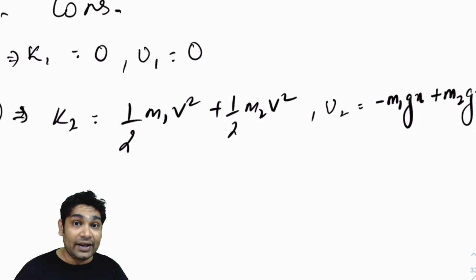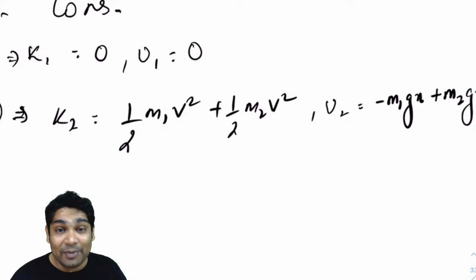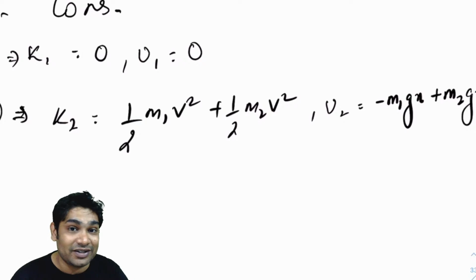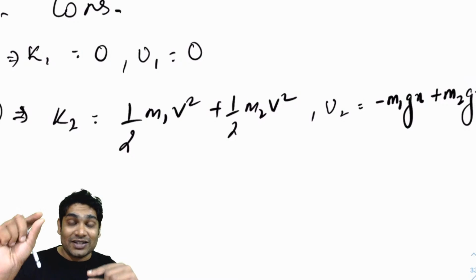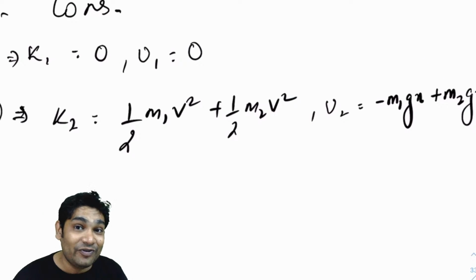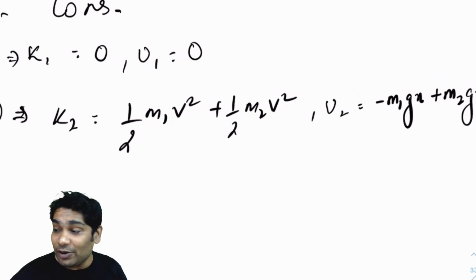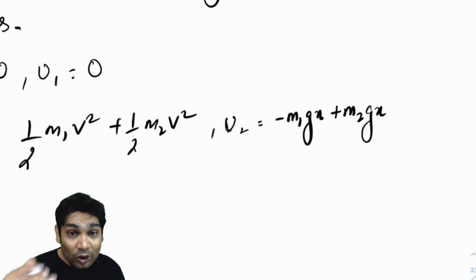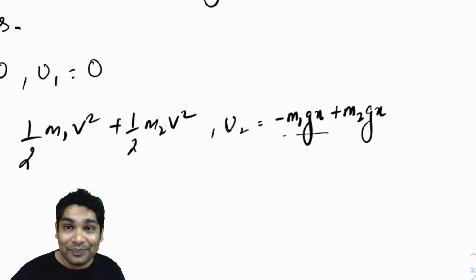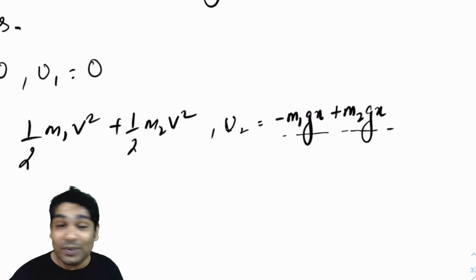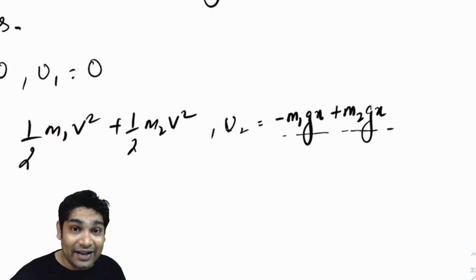My both initial kinetic energy and initial potential energy will be 0. Why? Because both the masses were at rest and both the masses were on the 0 reference level of my potential energy. In situation 2, I realized both the masses are moving with v, so the final kinetic energy would be half m1 v square plus half m2 v square. How about the potential energies? Mass m1 has come a distance x below the reference level. Since it has come down, its potential energy would be minus m1gx. Mass m2 has gone up by a distance x from the 0 point, so its potential energy would be plus m2gx. So this is what I can write.